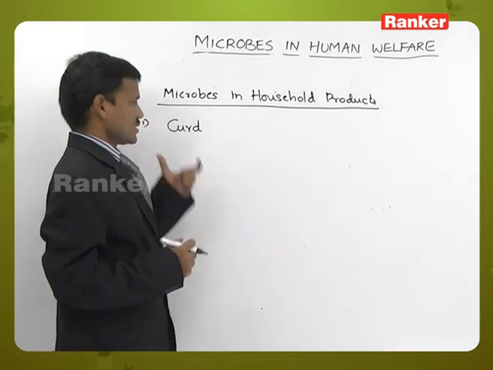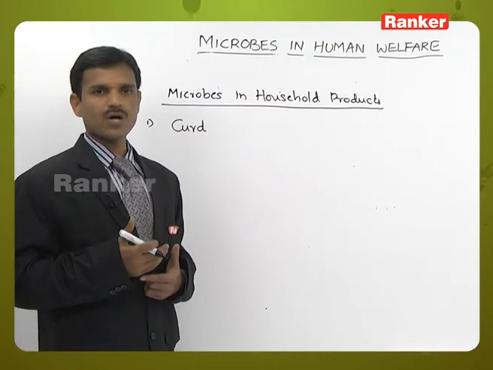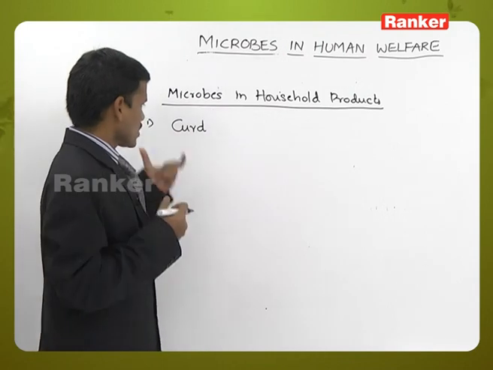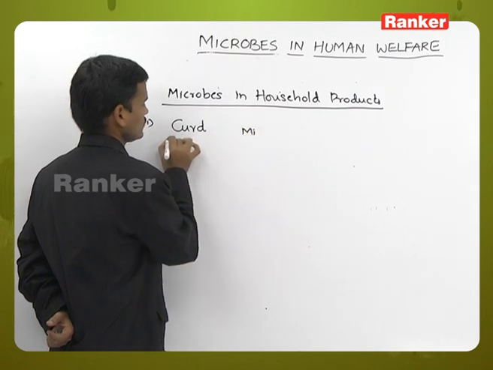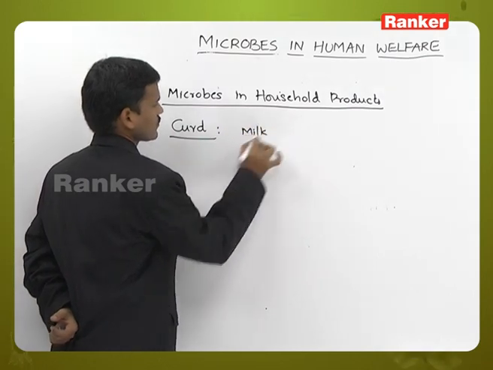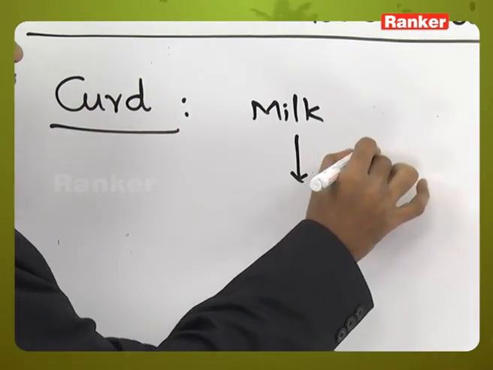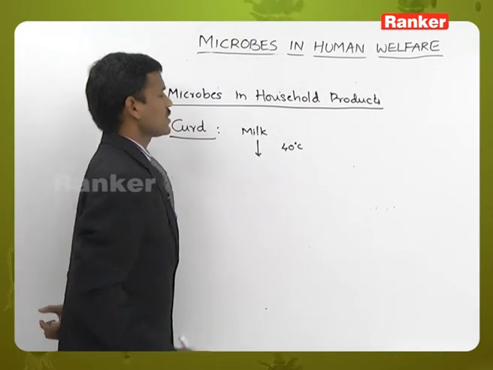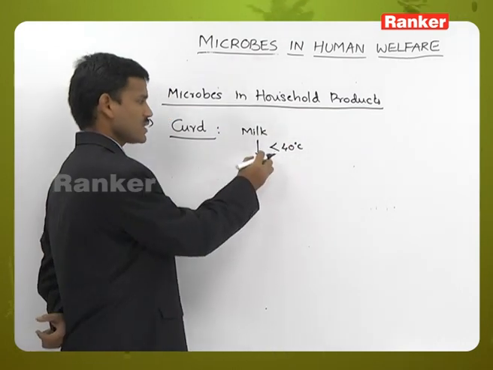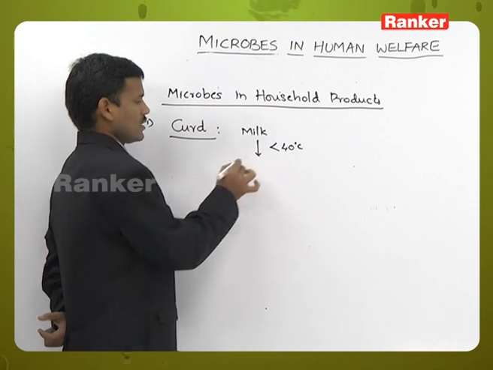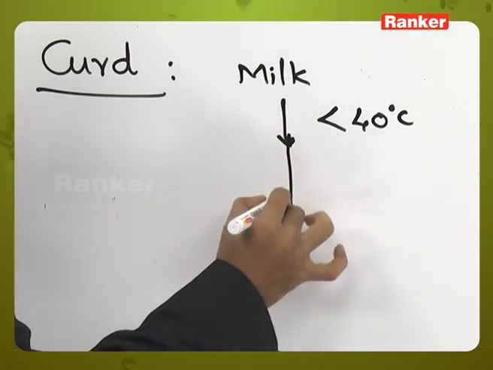First of all, curd. Daily we are eating curd. How is it fermented, how is it produced, how is it synthesized? Curd is a milk product or dairy product. Milk at 40 degrees centigrade or less than 40 degrees centigrade is inoculated with bacteria. The bacteria are LAB bacteria.